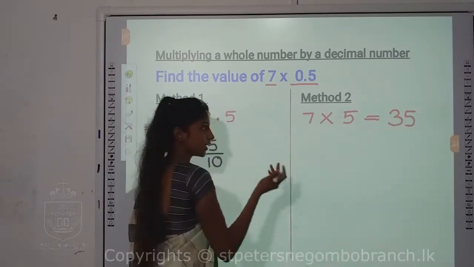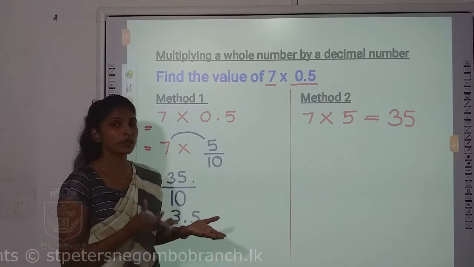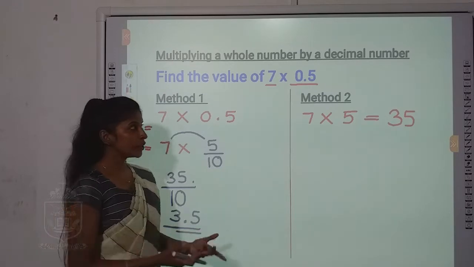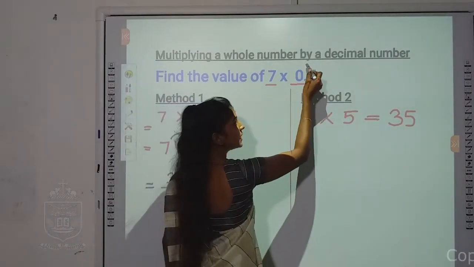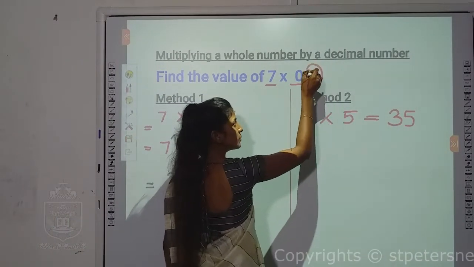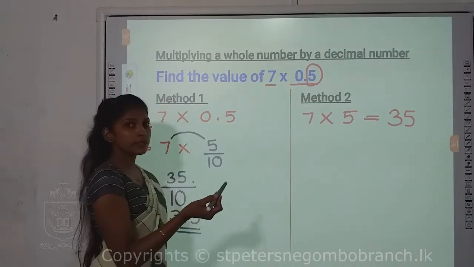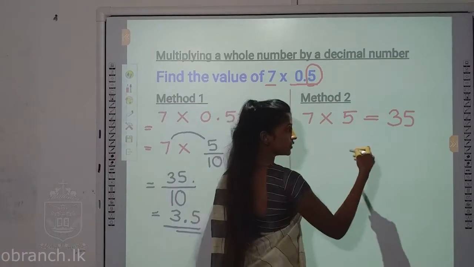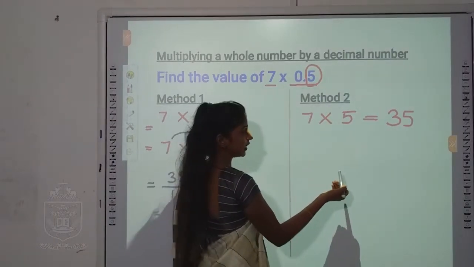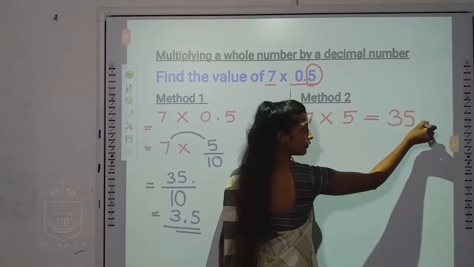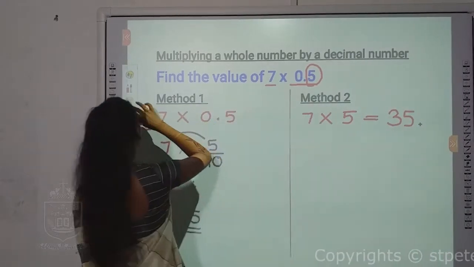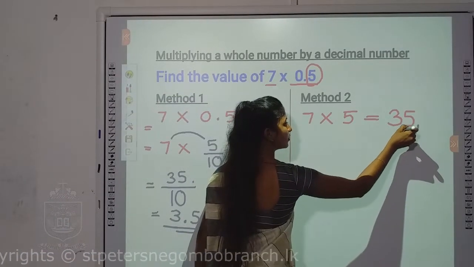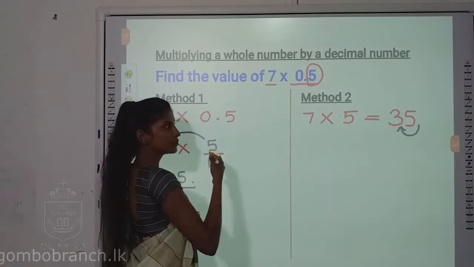But you know that at the beginning you neglected the point. So what you have to do? At the final answer, you have to consider the point again. So when you are considering the point, count the decimal places. How many decimal places? After the decimal point, we have only one decimal place. Because of that, since you neglected it, you have to consider it again. So point is at the end. From the end, you have to count one place to the left.